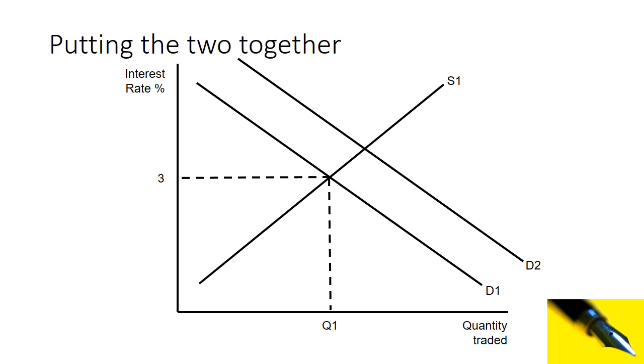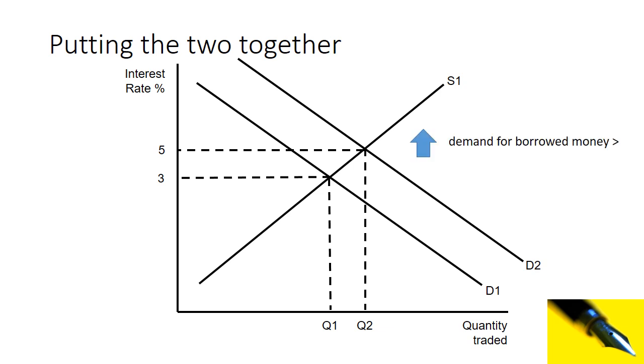And the same way that a rise in demand for Mars bars causes a rise in the price of Mars bars, the same is the case here in the money market. So a rise in investment by firms from D1 to D2 will cause a rise in the interest rate, in this case from 3% to 5%, and a rise in the quantity traded from Q1 to Q2. So anything that causes a change in investment other than a change in the interest rate will cause the demand curve to shift, and that will raise the interest rate. So a rise in demand causes a rise in the interest rate, and the reverse is also true. A fall in demand will cause a fall.